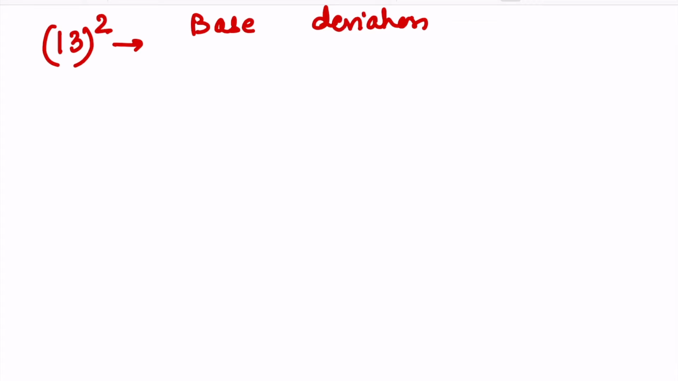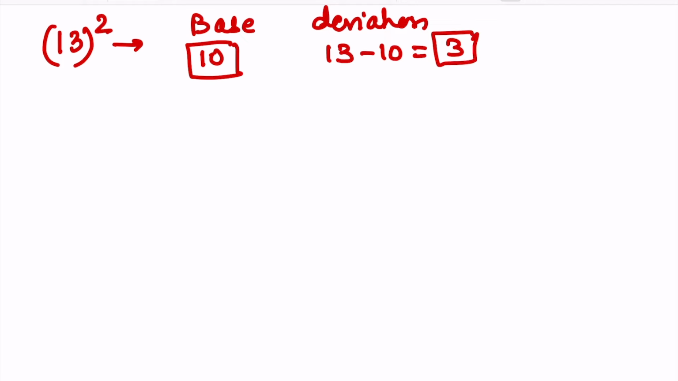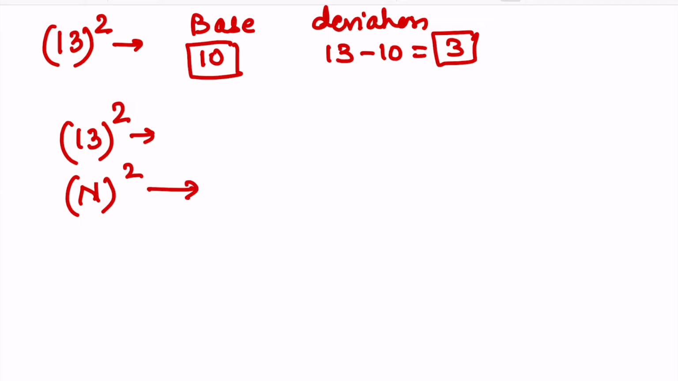Now suppose we want to find out the square of 13. Now I'll write the base, I'll write the deviation. The base will be 10, since it is close to base 10, and deviation will be 13 minus 10, which is equal to 3. Now in order to find out the square, I'll write 13 square equal to, or general formula, number square equal to number plus deviation and the deviation square.